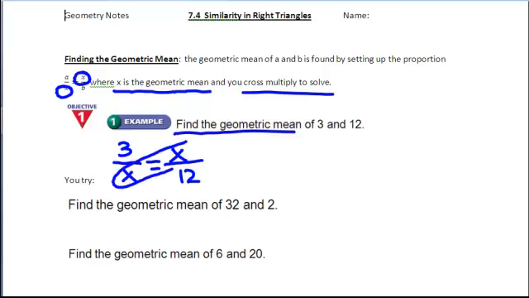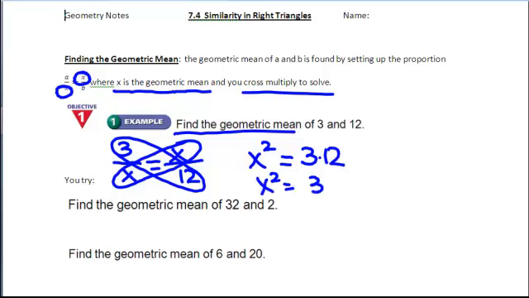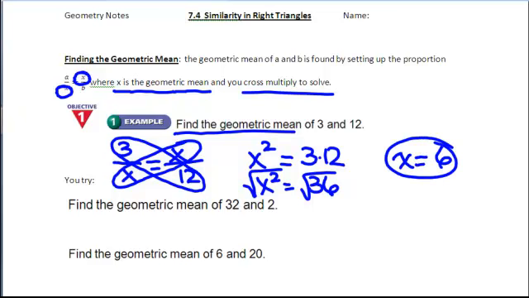So x times x is x squared. It's equal to 3 times 12. So x squared is equal to 36. When you take the square root of both sides, the nice thing is 36 is a perfect square, and x is equal to 6, and we have just found the geometric mean.